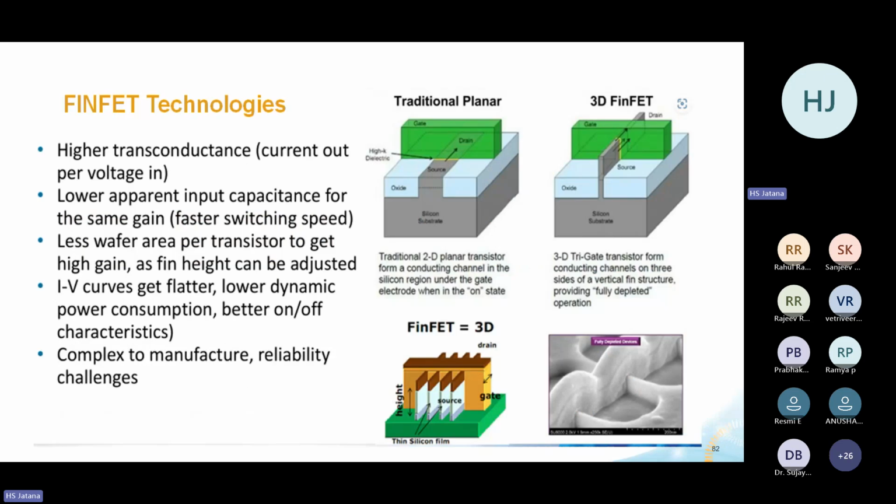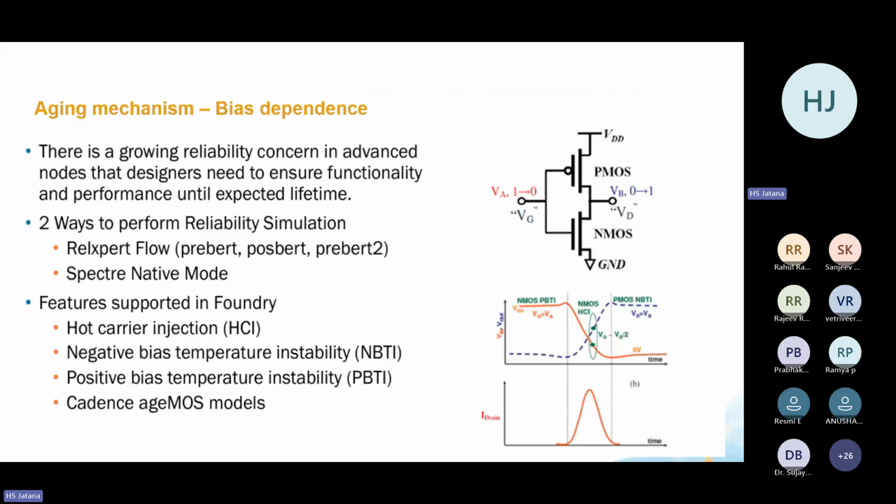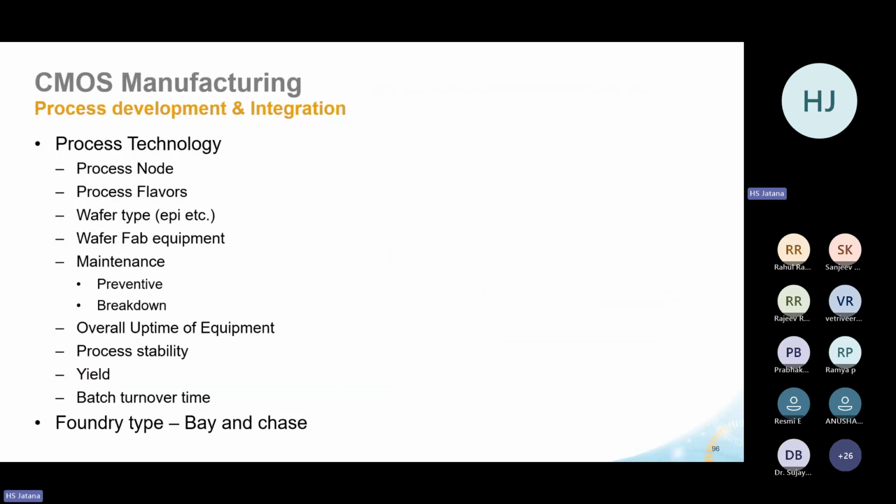What are the issues in a particular process? Some of these things I will skip, and I will go to the process. Now in a process, these are the different kinds of challenges in a particular process node.